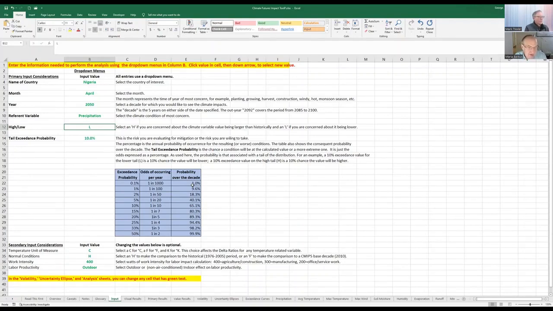And certainly one can change some secondary considerations that we look at, mostly associated with labor, in terms of what temperature units you want to look at, whether you want to compare it to history or to the present, like 2020, and, if you're actually looking at labor concerns, what's the intensity of the labor you're concerned about, and whether they're working outside or inside.